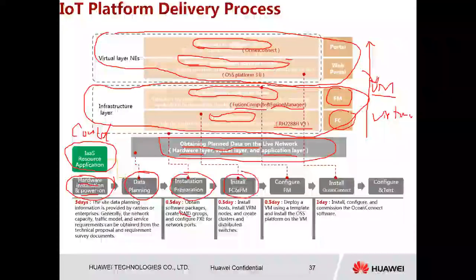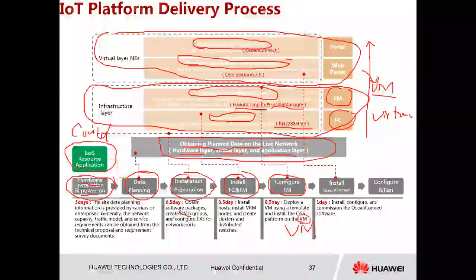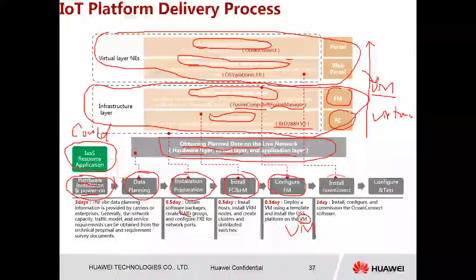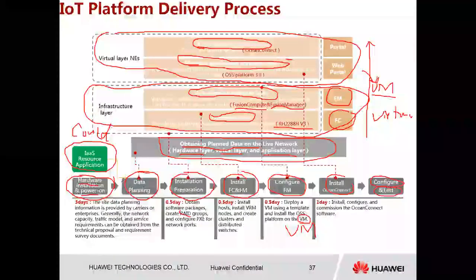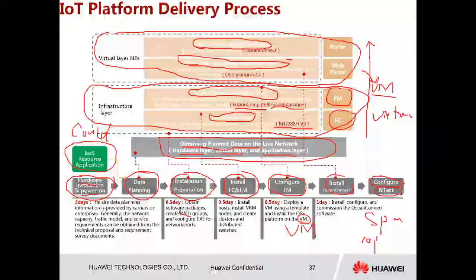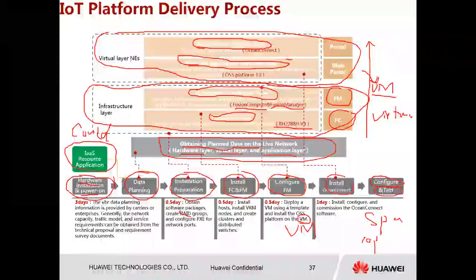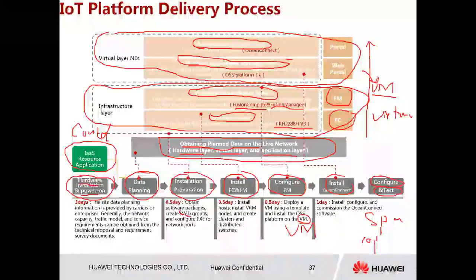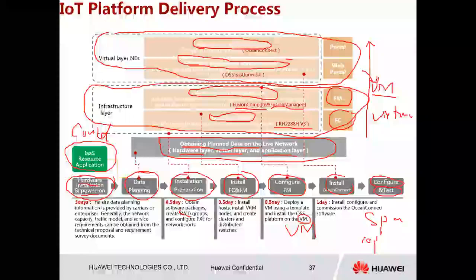And then install FusionCompute and FusionManager. And then we configure FM to create the virtual machine, to store the OS platform on the virtual machine. And then we can install our IoT platform. After that, we need to configure our IoT platform: the basics, like creating the SP, the users, creating the application and connecting the application, and testing the services. This is a simple introduction for the IoT platform delivery process.